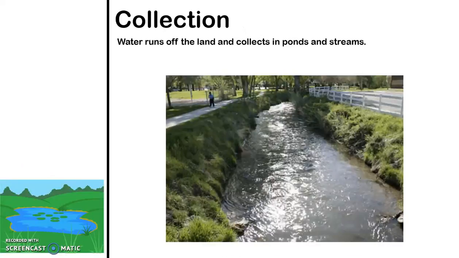Finally, the last stop is collection. This is when the precipitation hits the ground and runs off the land. It will run off until it finds a stream or pond where it collects. When the water ends up in the stream or pond or any body of water, it starts the whole process over again. And our water droplets are going into the stream.